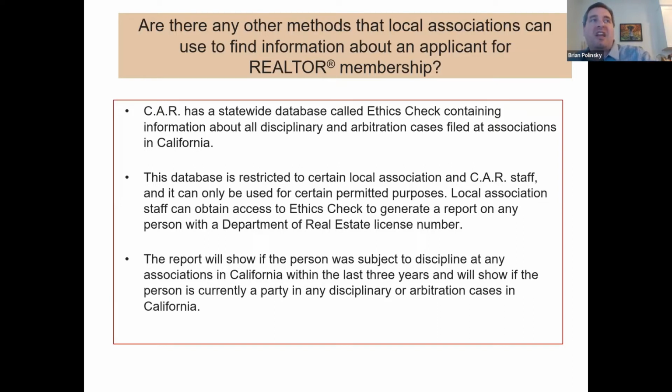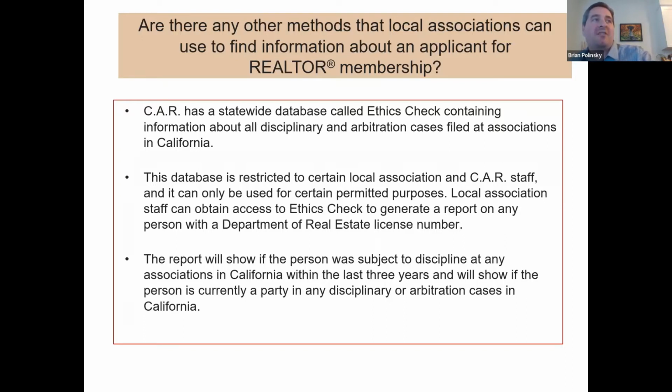C.A.R. has a statewide database called Ethics Check, and that contains information about all the disciplinary and arbitration cases filed at associations in California. This database is restricted to certain local associations and C.A.R. staff, and it can only be used for certain permitted purposes.